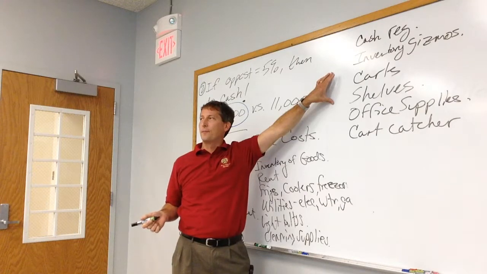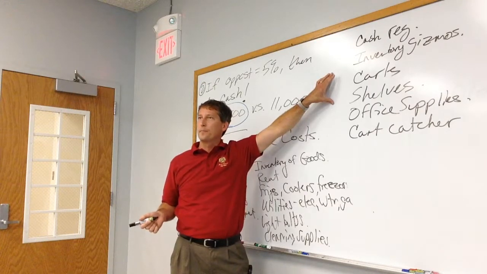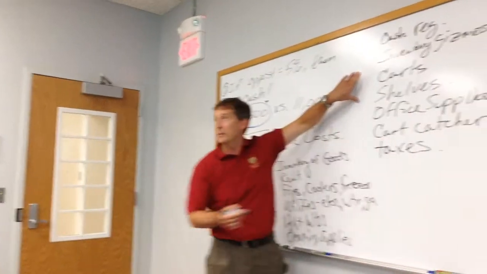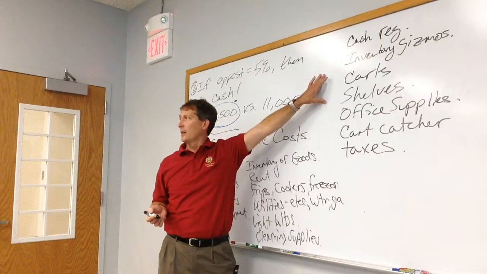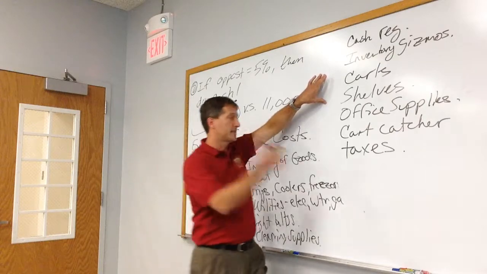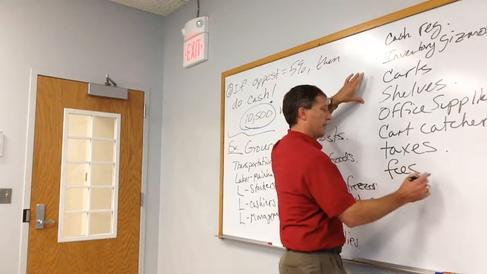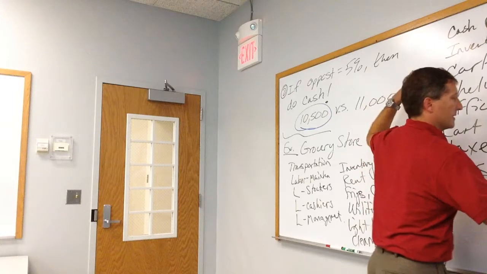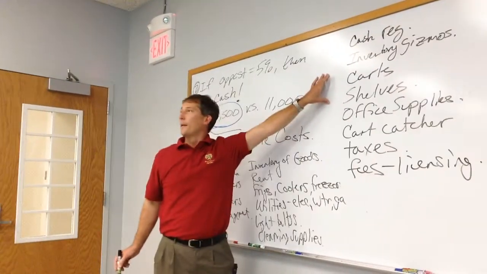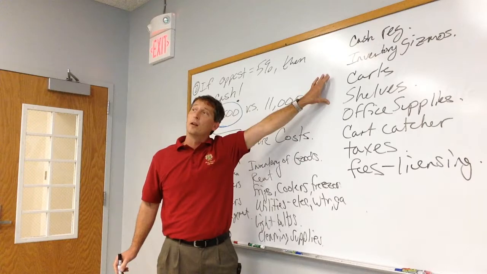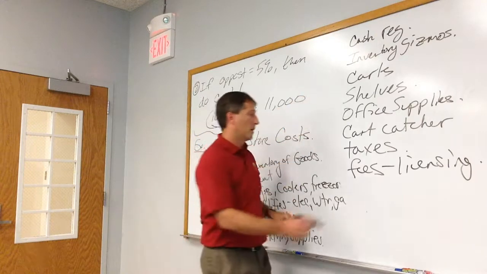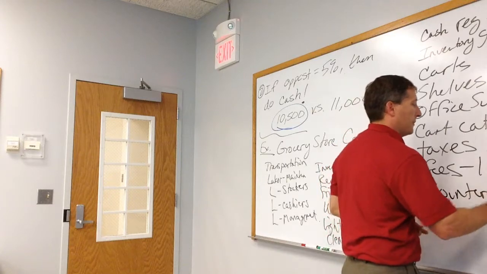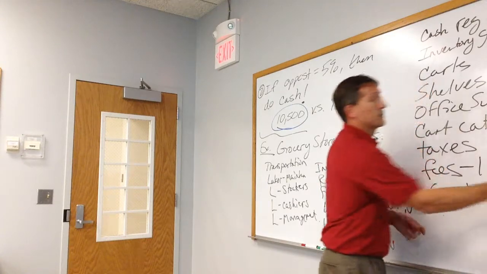Anything else? Taxes, good. That's something that the business is going to face. What's that? Fees, some sort of fees and licensing, licensing fees, some sort of business fees, okay? What's that? Okay, so the counters and belts. Okay, what else is going on?